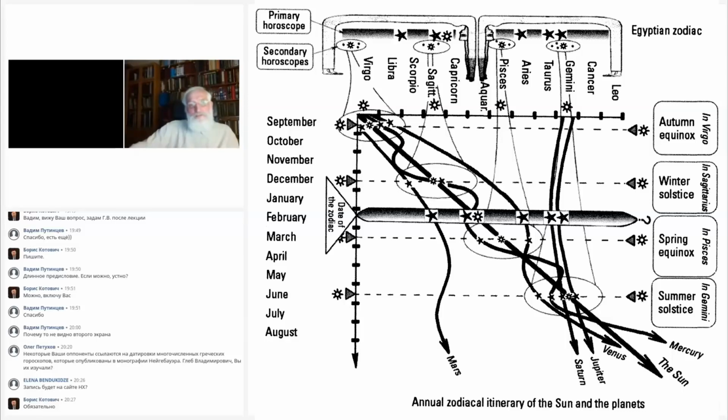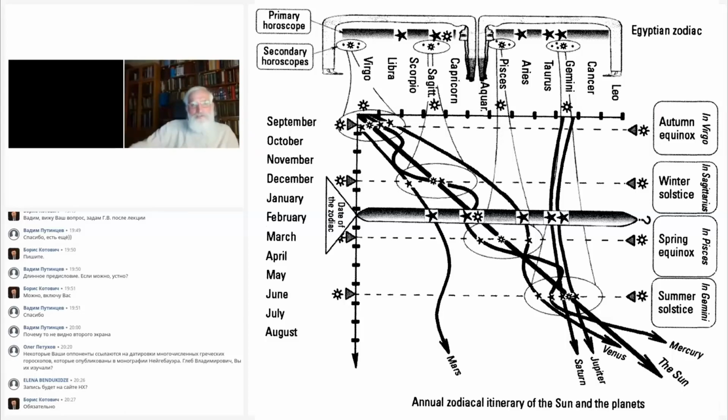Horizontally, we have the zodiac circle marked, and vertically, we have time. Suppose we fix a certain time and see that Mars is in this constellation, Mercury is in this one, the Sun is in this one, and so on. We get the zodiac. We look at which planets are in which constellation at that moment in time, on the date of the zodiac.